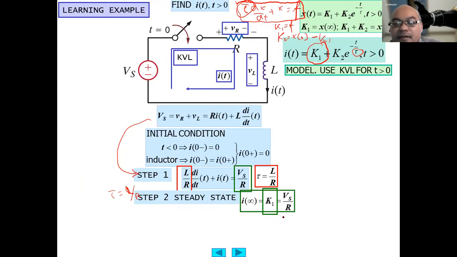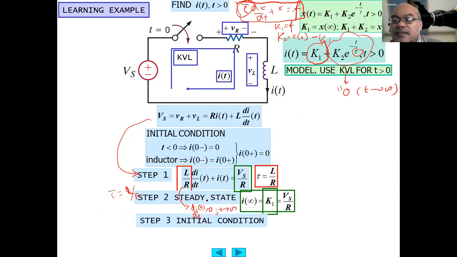K1, I at infinity here, when t approaches infinity, this value becomes 0. So I infinity equals K1 equals Vs over R, because di/dt should be equal to 0 when t approaches infinity. No more change of current with time because it is steady state. So we find now K1.